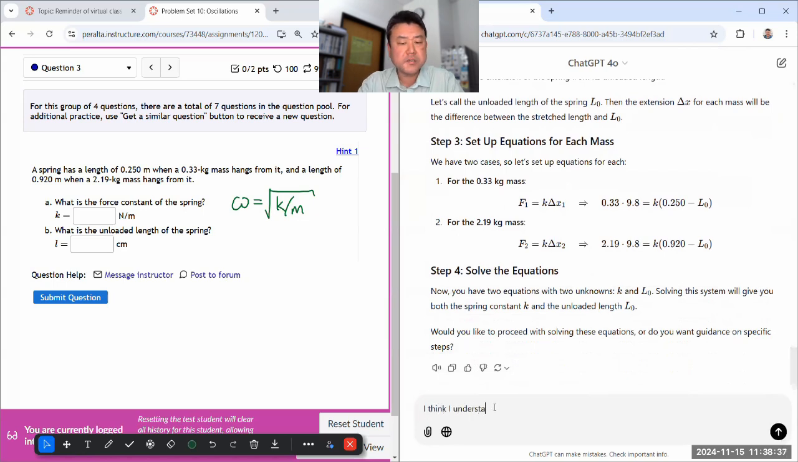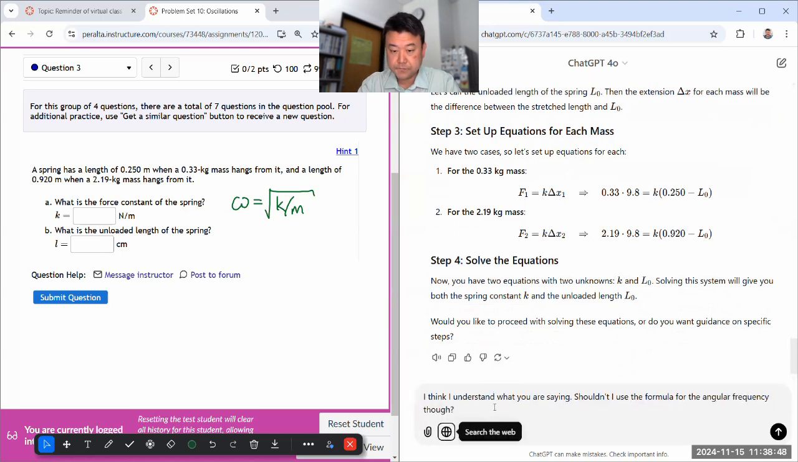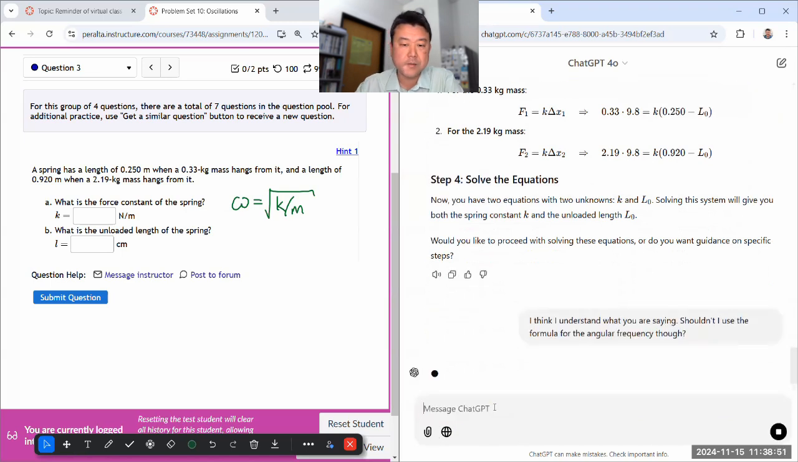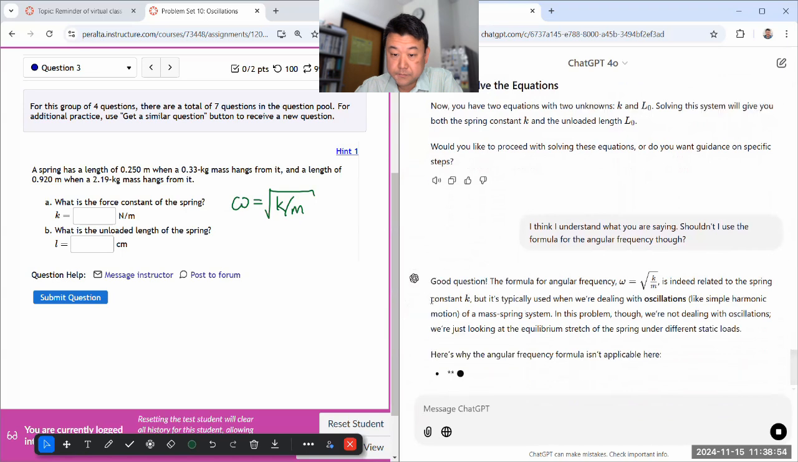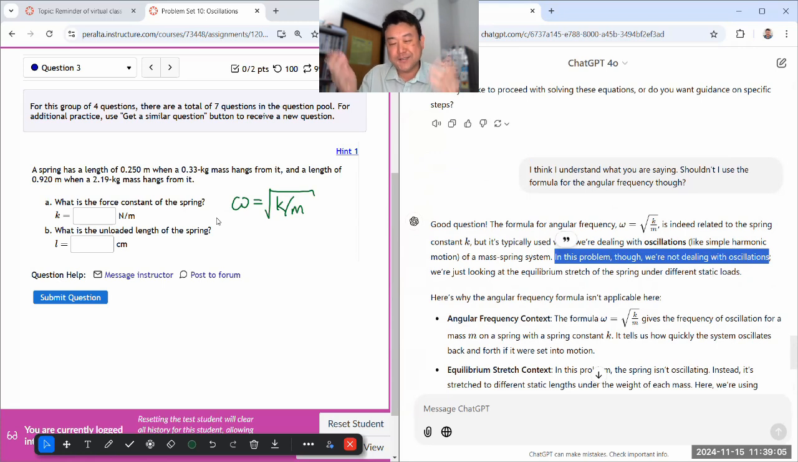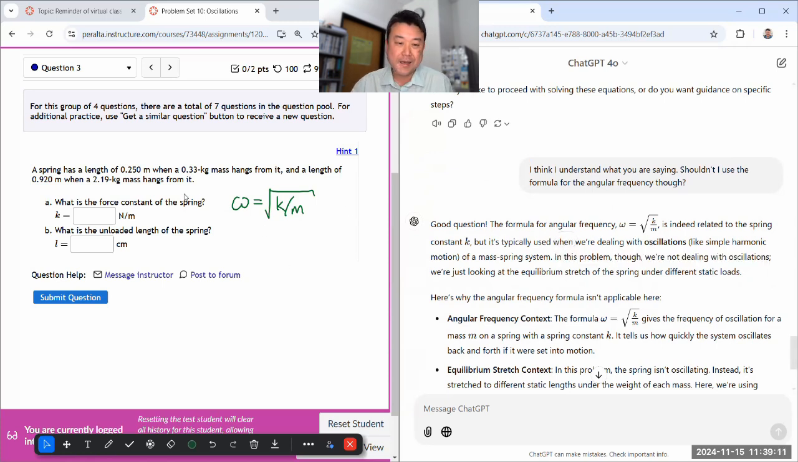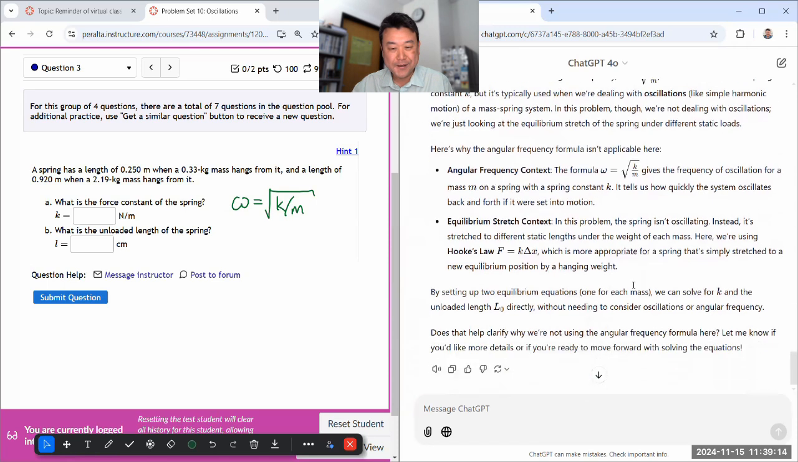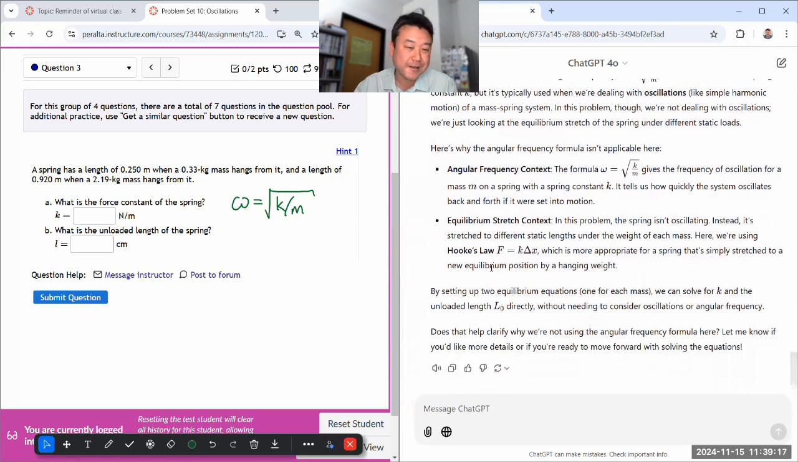I think I understand what you are saying. Shouldn't I use the formula for the angular frequency though? And the answer is no. It just doesn't come into the question. Typically we use it in oscillations problems though. Yeah, even though we are in the oscillations chapter, I think this question is in the chapter because it involves springs, and one setup in which you get oscillations is through springs. So yeah, great that you have the formula memorized, but you don't have to use it, or rather, in this context, it doesn't come in.